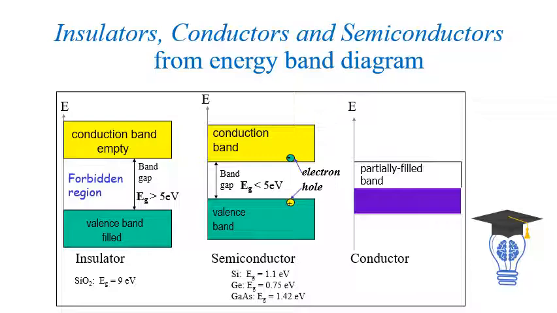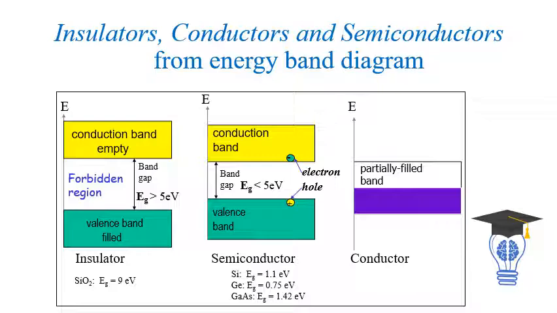In conductors, the electrons will move from the valence band to the conduction band without much energy required. So they easily shift from the valence band to the conduction band. So they are called conductors.